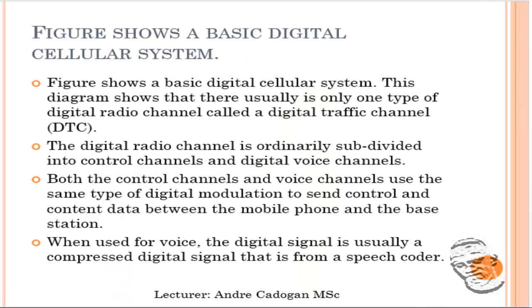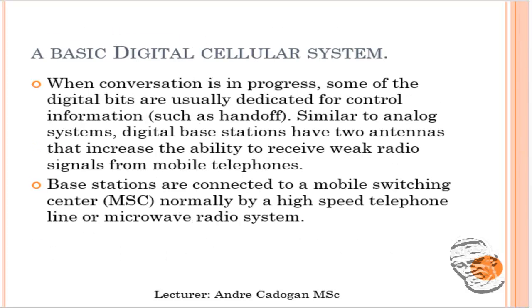Alright, so the figure then shows the basic cellular system, the diagram that basically talks about subdivisions of the control channels and digital channels, so both control and voice purposes. When voice is transmitted, digital blank and burst messages are sent across. In a digital basic cellular system, when conversation is in progress, some of the digital bits are usually dedicated for control information. We spoke about that in terms of handoff.